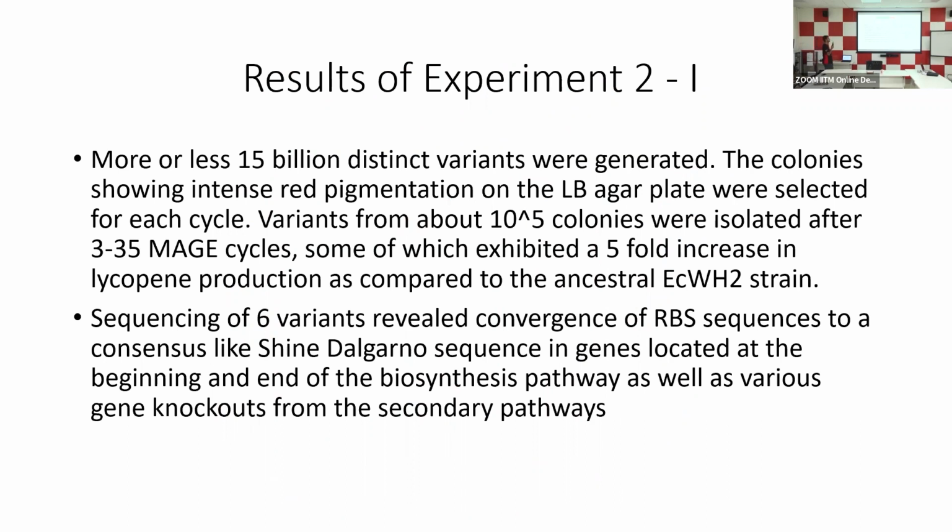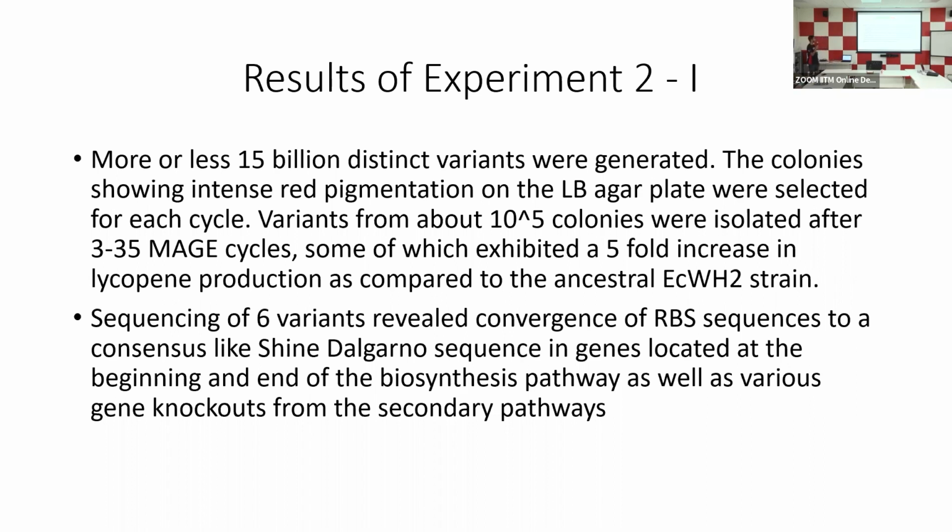The colonies showing intense red pigmentation on the LB plate were selected for each cycle. Variants from about 10^5 colonies were isolated after 3 to 35 MAGE cycles. Some of which exhibited a 5-fold increase in lycopene production as compared to the ancestral ECHW2. That strain was originally used to run through all the MAGE cycles.